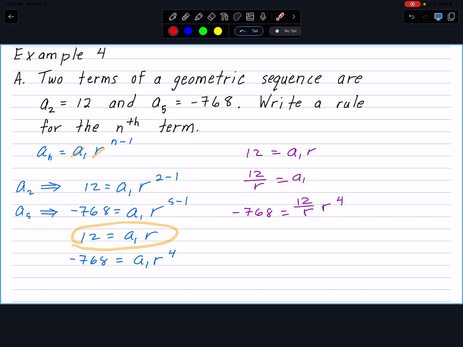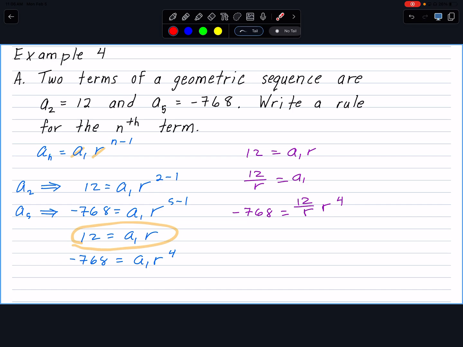Do you always have to take the first term, like a_2 equals 12, or could you take a_5 equals negative 768? Just to make sure I understand the question, you're asking, do I always have to grab this first equation, or could I have grabbed this equation? Doesn't matter. That's up to you. Grab the one that looks simpler.